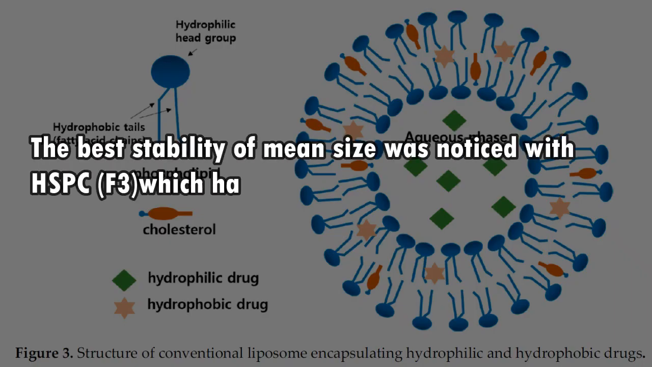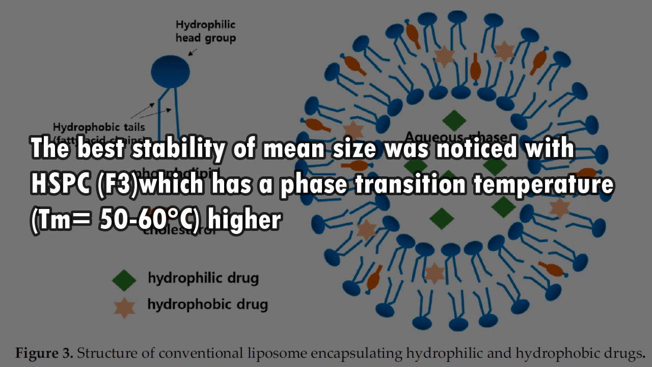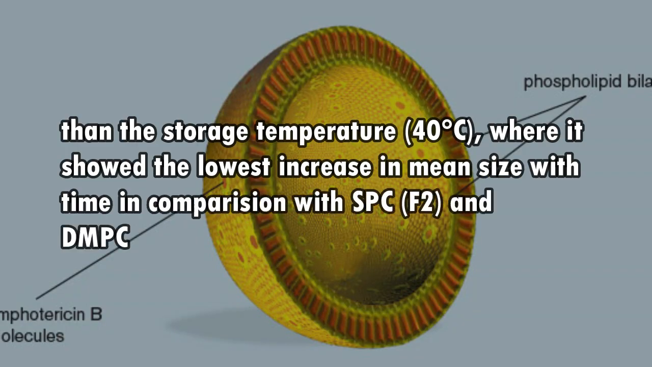The best stability of mean size was noticed with HSPC, F3, which has a phase transition temperature, Tm equals 50 to 60 degrees Celsius, higher than the storage temperature, 40 degrees Celsius, where it showed the lowest increase in mean size with time in comparison with SPC, F2, and DMPC, F4.